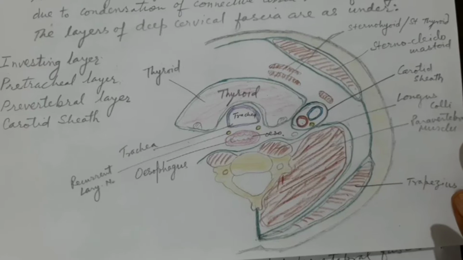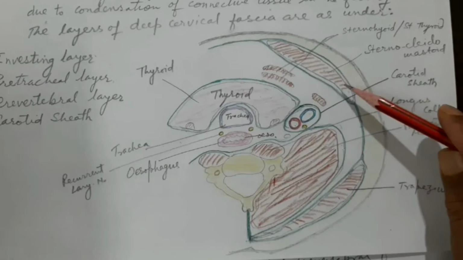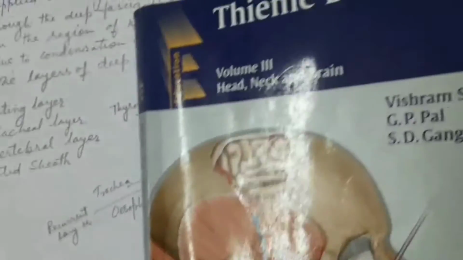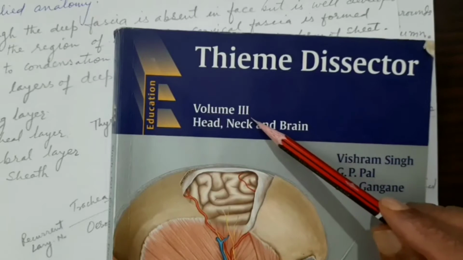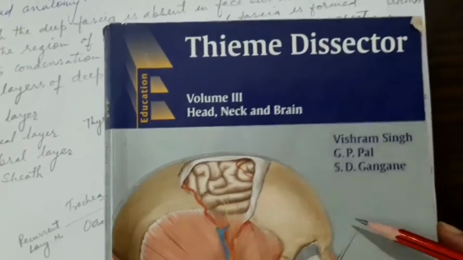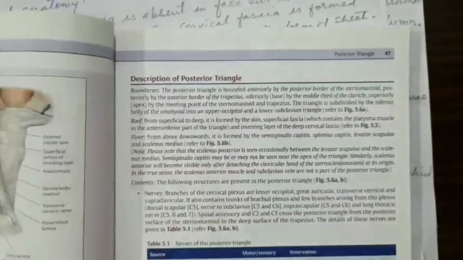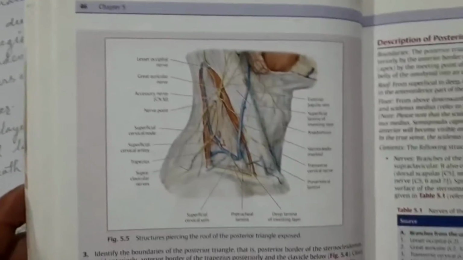I will show you from the atlas this diagram, which shows the floor between the muscles sternocleidomastoid and trapezius. Again, this is from Thieme Dissector volume 3. It is authored by me and published by Thieme. I am thankful to them for allowing the use of this diagram. Okay, let us see this.